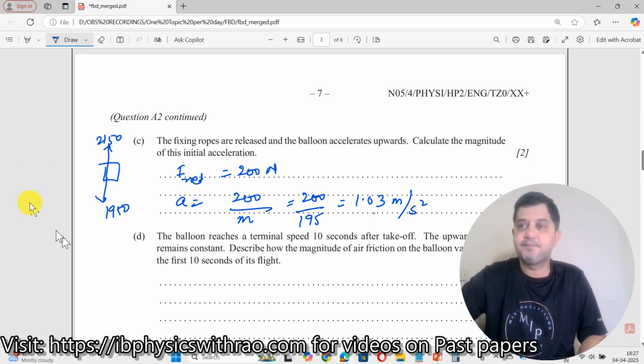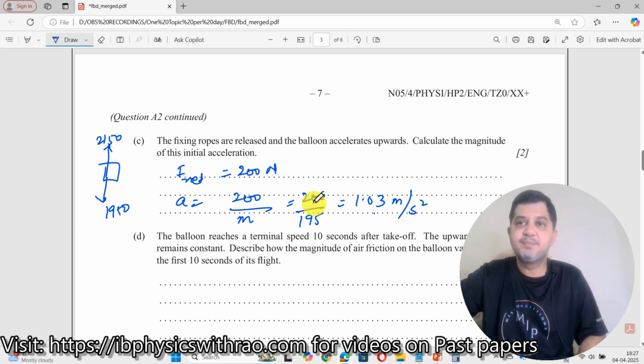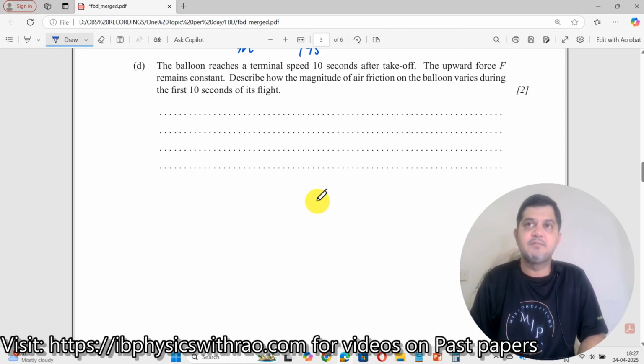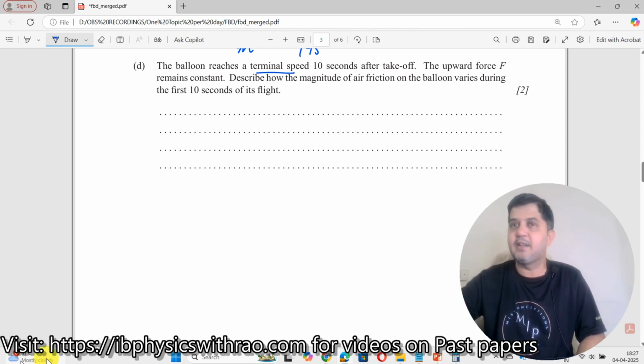Next, the balloon reaches a terminal speed 10 seconds after takeoff. The upward force F remains constant. Describe how the magnitude of air friction on the balloon varies in the first 10 seconds of its flight. So what does it say?